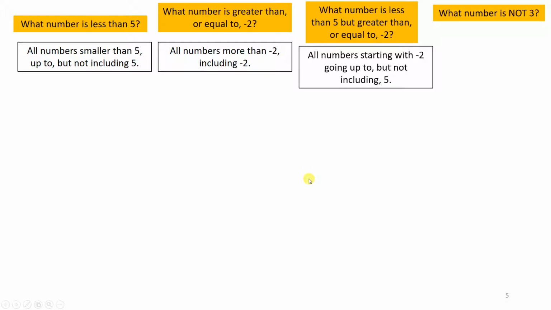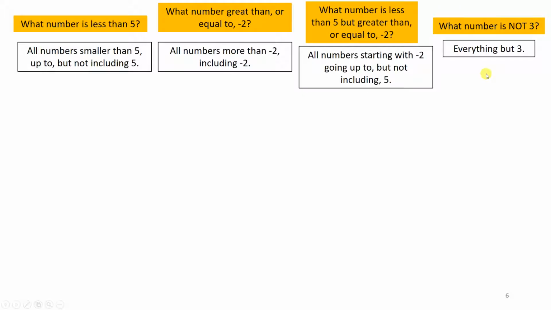Now, our last question might seem kind of, well, obvious. What number is not 3? Well, of course, anything but 3. What's going to end up happening is we're going to have to learn how to graph this. And if you can graph this, then you really understand what's going on, all right?